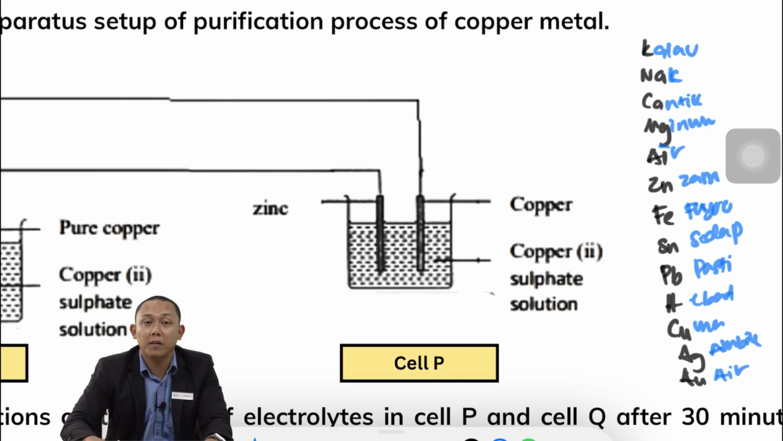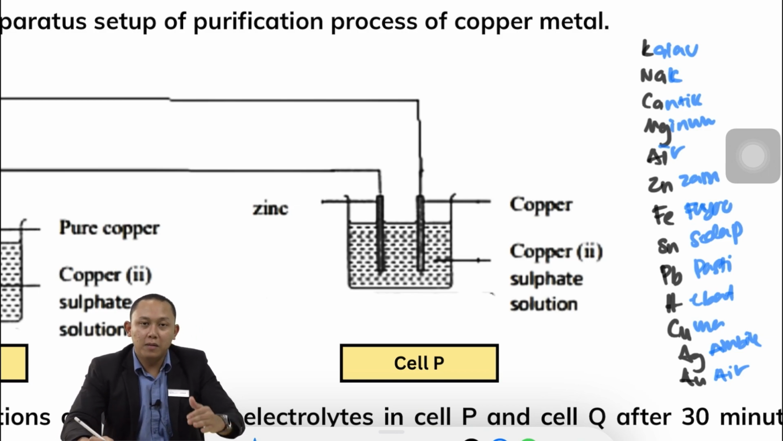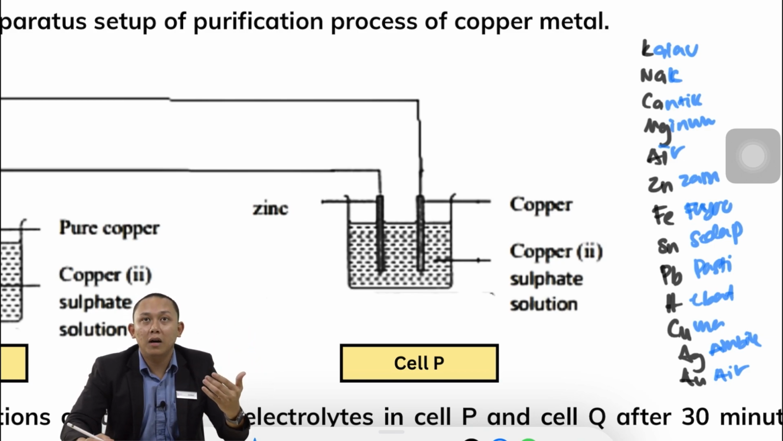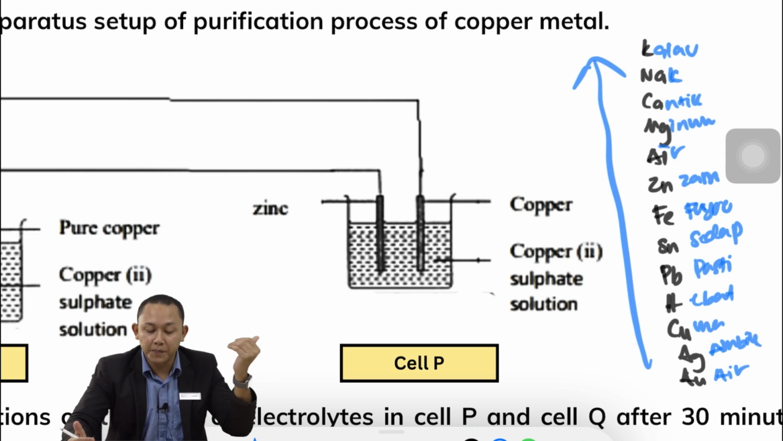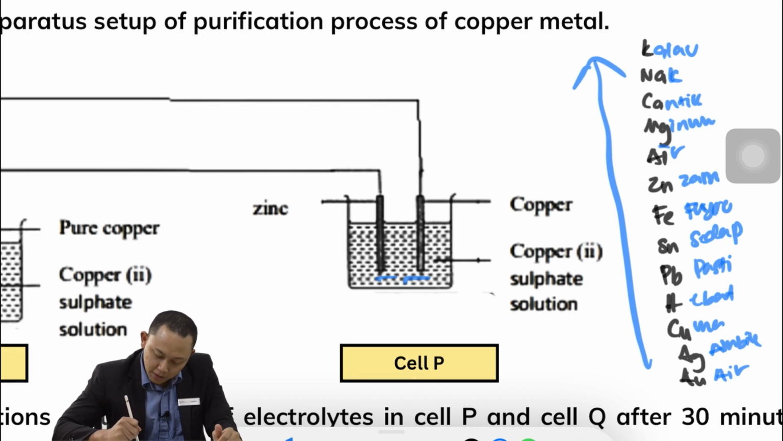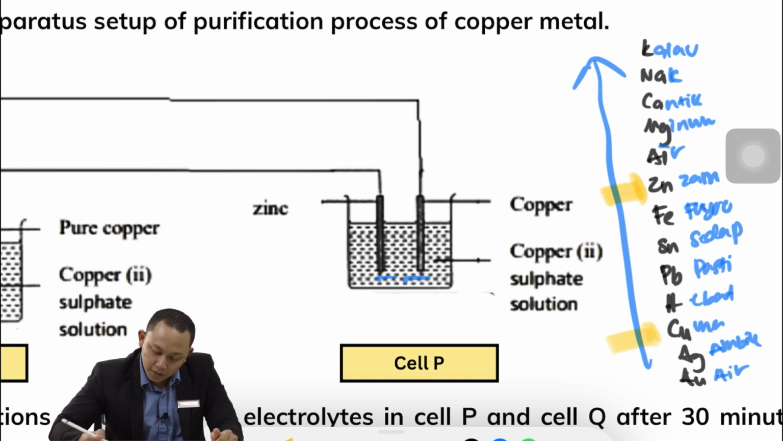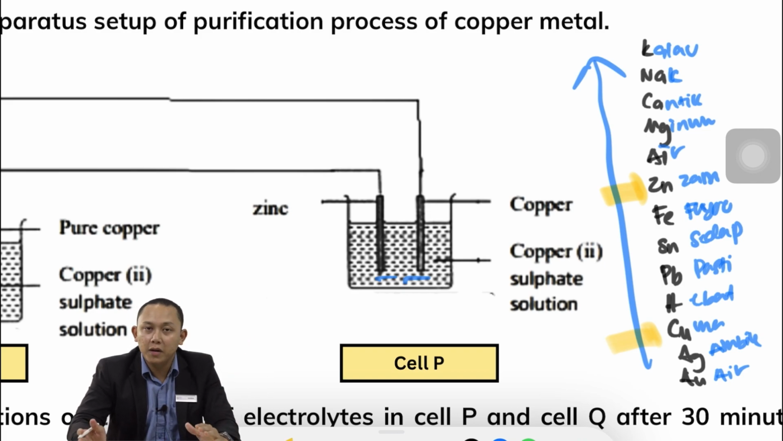Okay, this one is the electrochemical series. It tells you that the higher the position of the element, the easier it is for the element to donate electrons, meaning the tendency to become electropositive is higher. Now we have zinc and copper. Zinc is higher in position compared to copper, so zinc has a higher tendency to become electropositive, or to donate electrons.